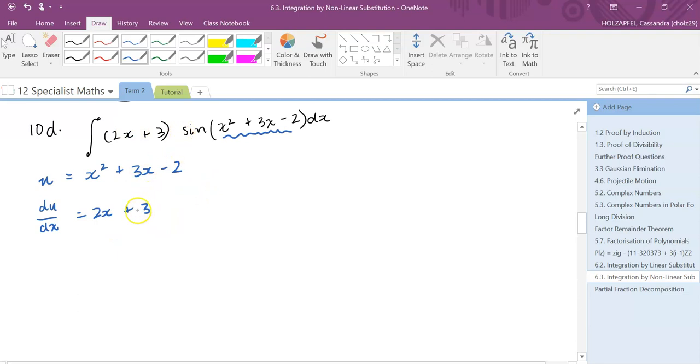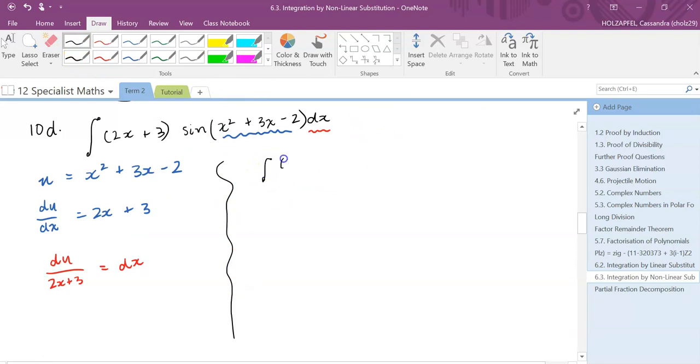Okay, so now what we're going to do is rearrange so that I have dx equal to something, and I can substitute that back into this part here. So again, we might just do this in a different color so you can see. And so du over 2x plus 3 is going to be equal to dx. So I can just substitute each of these values in now. Okay, I might just draw a line here so we can see.